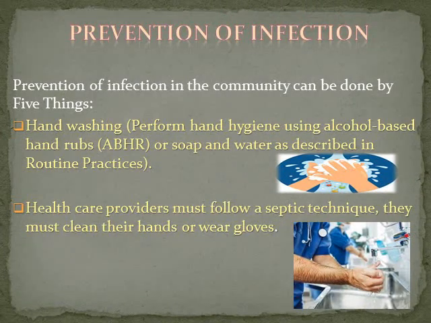طب ازاي نعمل prevention of infection؟ بنقول ان ال prevention of infection in the community can be done by 5 things. اول حاجة عندنا هي ال hand washing، ان عن طريق ان احنا بنعمل perform ال hand hygiene using ال alcohol based hand rubs or soap and water as described in routine practices. ال health care provider must follow aseptic technique, they must clean their hands or wear gloves.